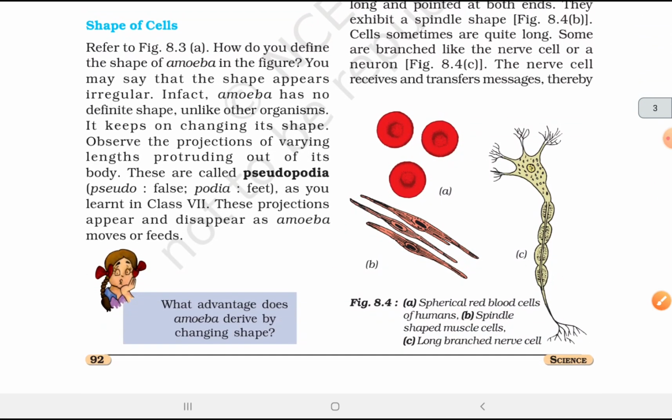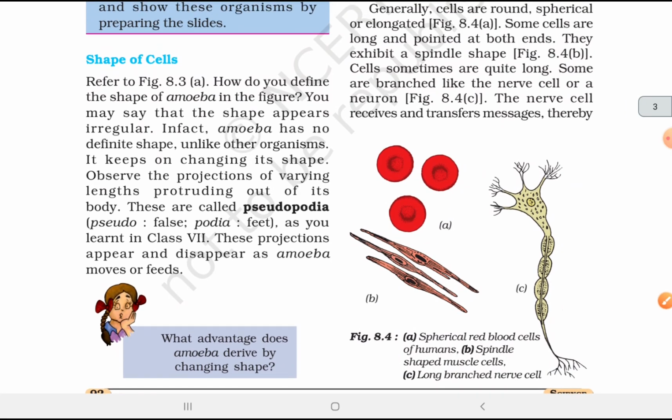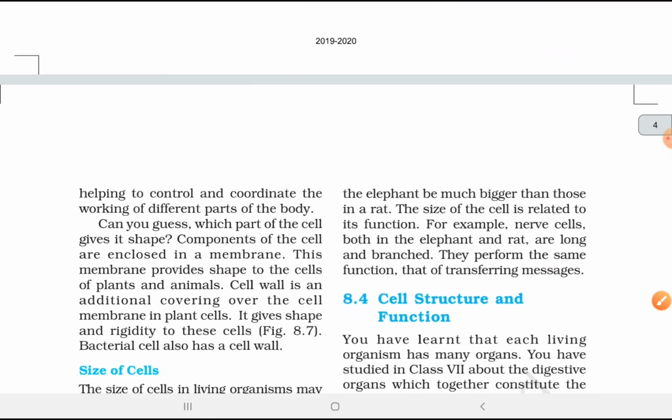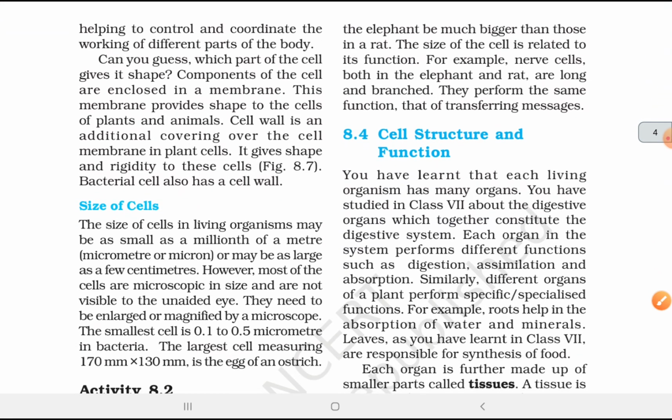They exhibit a spindle shape, which is shown in figure 8.4b. Cells are sometimes quite long. Some are branched, like a nerve cell or a neuron, figure 8.4c. The nerve cell receives and transfers messages, thereby helping to control and coordinate the working of different parts of the body.